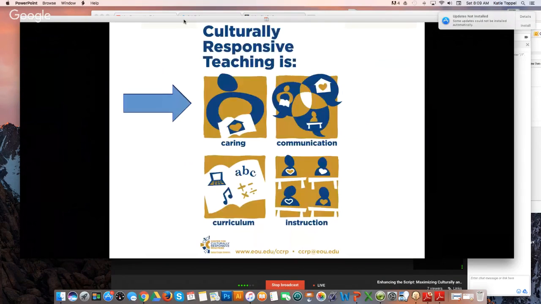So of these four areas, we're going to talk about caring, we're going to talk about communication, and we're going to talk about instructional delivery.